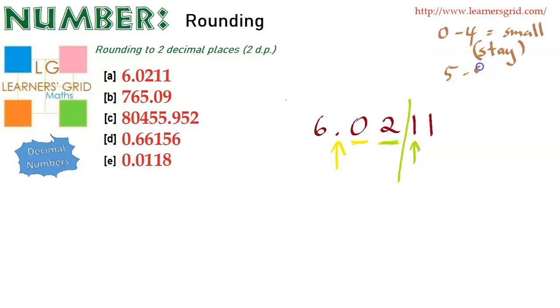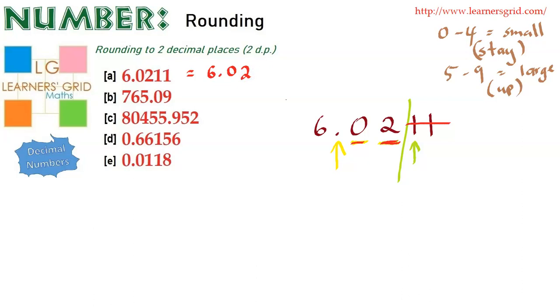However, if the indicator digit is 5 to 9, we can consider that large, big, and that means the target digit needs to go up by a value of 1. Let's have a look specifically at this question A. The indicator digit is 1, that's small, which means the 2 stays a 2. Once we've realized all of that, we don't need these guys anymore, because we only have to round to 2 decimal places. 1, 2. So the answer becomes 6.02.